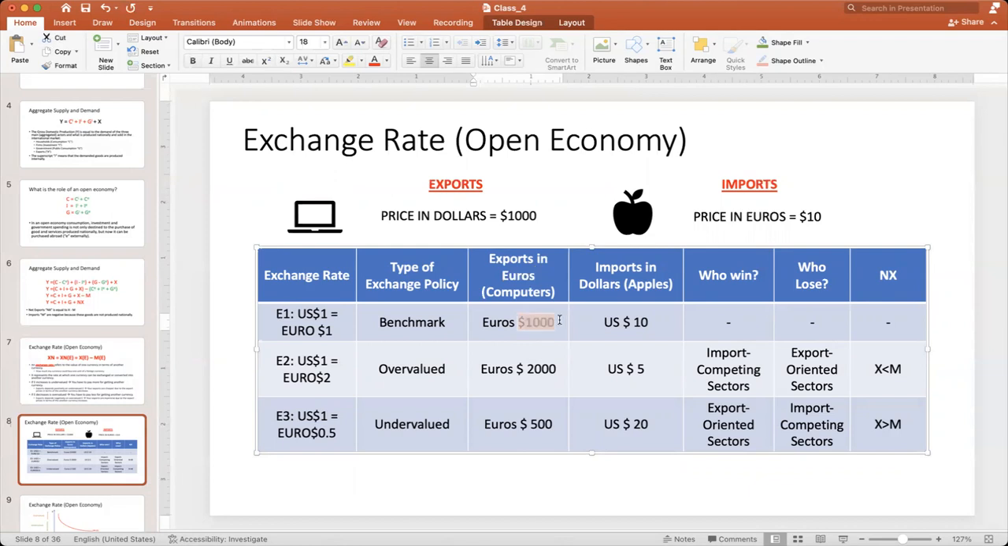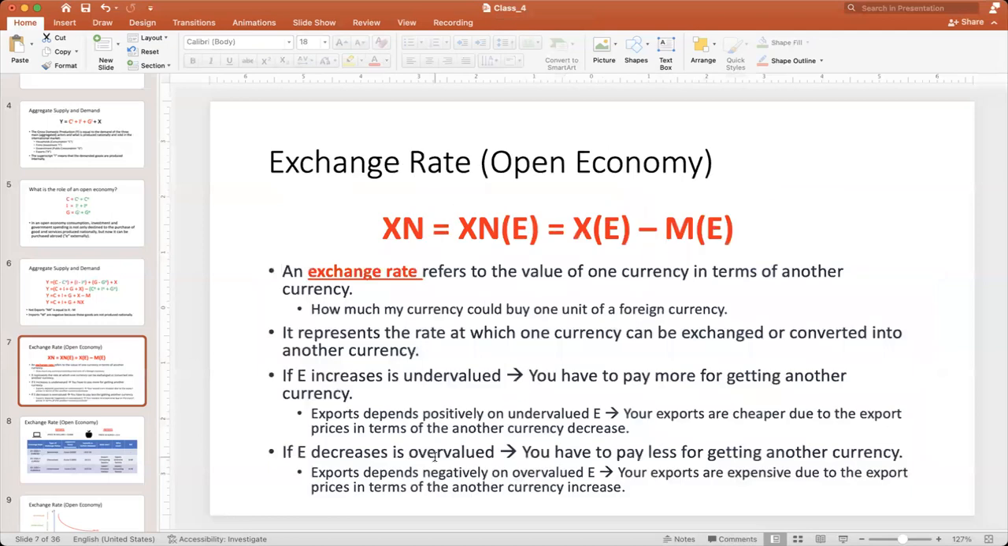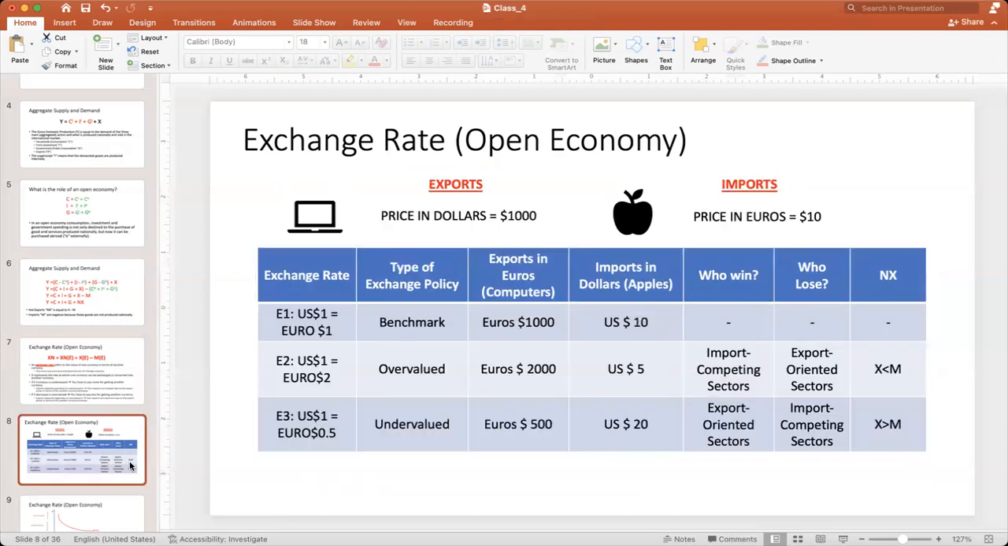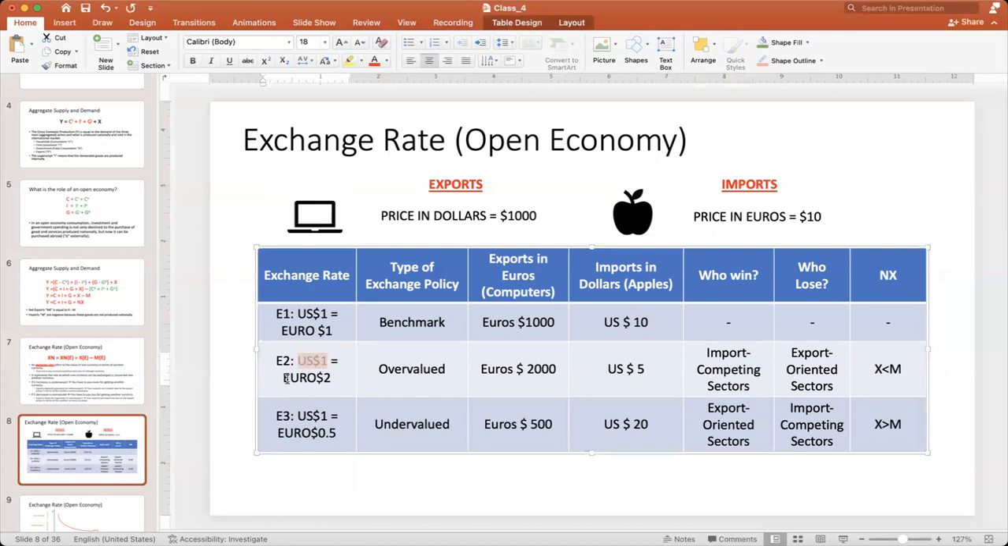And it is the same as the imports. If we want to buy imports from Europe and the exchange rate is $1 per €1, so the price of the apples is $10. So we need to get first $10 to buy 10 euros and then to buy the apples. However, imagine that the exchange rate is overvalued. What does overvalued mean? Overvalued is when you have to pay less for getting another currency. So $1 in this moment will buy more euros. Why? Because in this moment, $1 buys 2 euros.